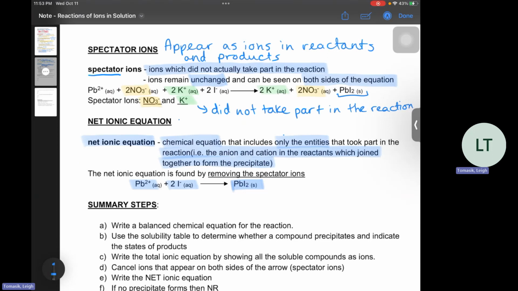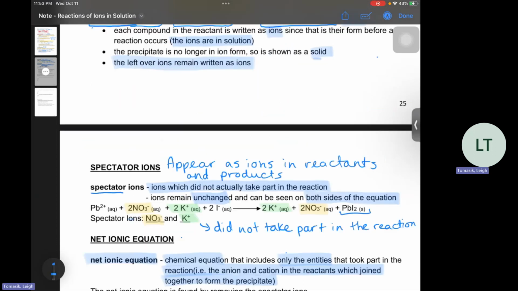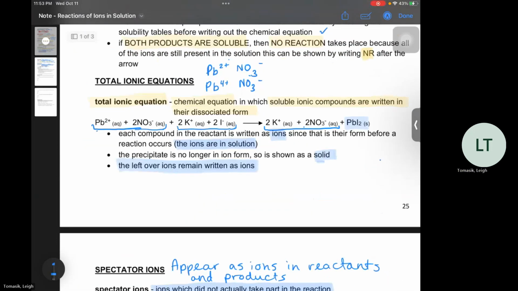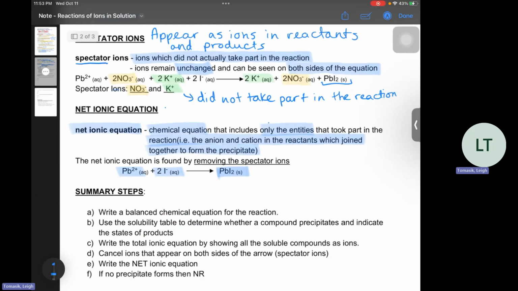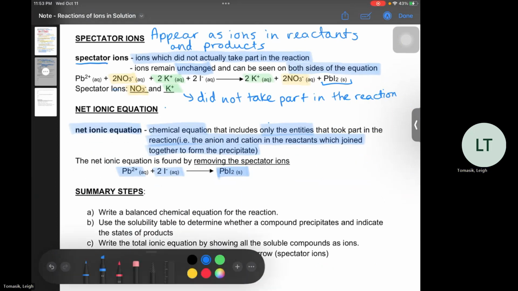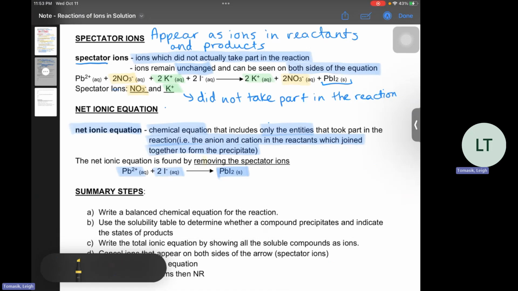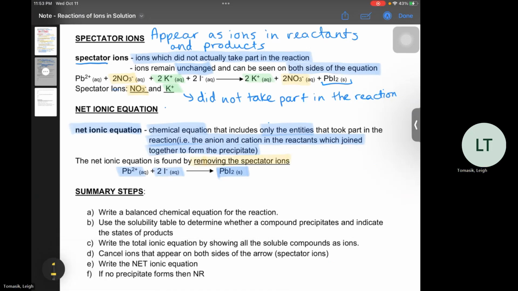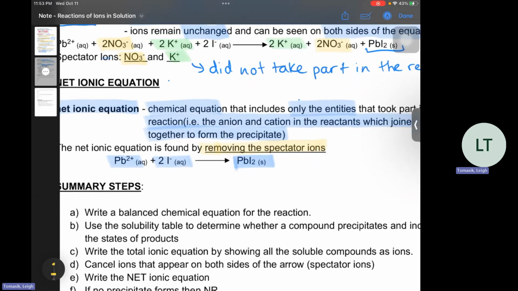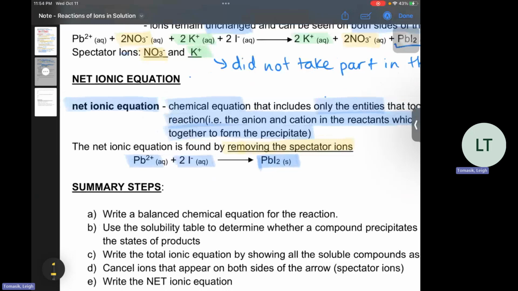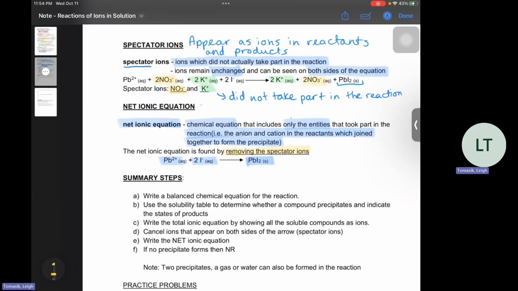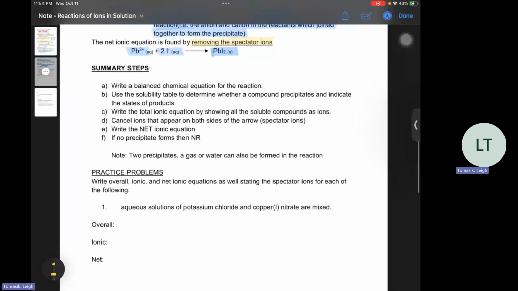Right? So we can go from the total ionic equation to the net ionic equation by removing the spectator ions. Right? Do you see any NO3 in this equation? No. Do you see any K plus in this equation? No. We removed them because they didn't take part in the equation.